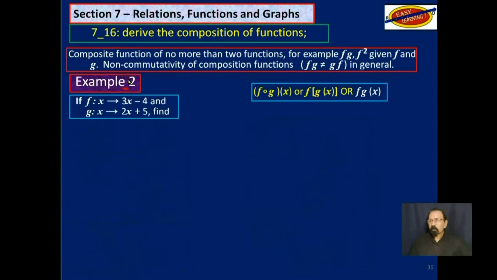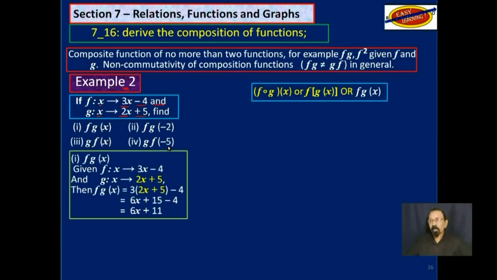Example 2. f is the function such that x maps into 3x minus 4 and g is the function such that x maps into 2x plus 5. We want to do 4 things here. We want to find f of g of x, and then we want to find f of g of -2, and then g of f of x, and then g of f of -5. So this is what we know this f of x function is. We know the g of x function is this.